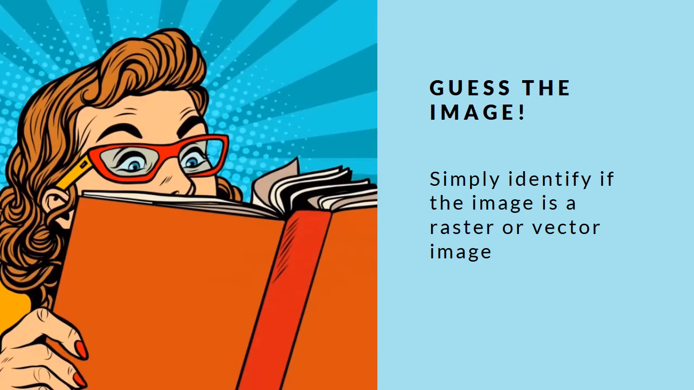What does image 2 look like to you? If you guess vector, you are correct. The easiest way to tell this is a vector image is in fact that this image looks drawn. Obviously looks drawn. Okay, so this is a vector image.